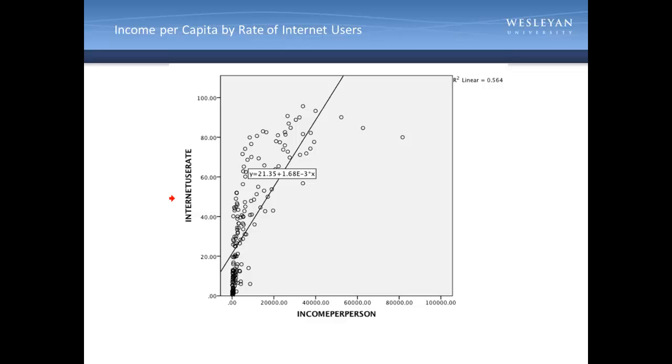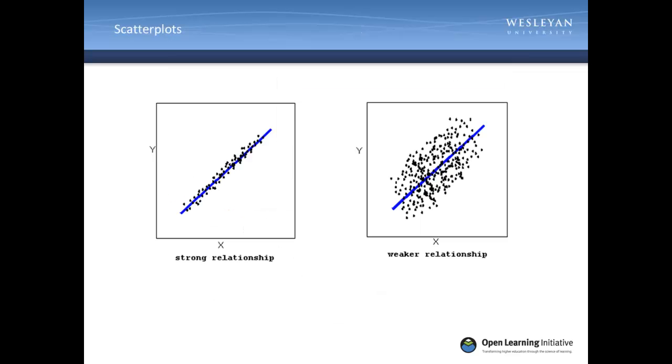Here is another example from Gapminder, exploring the relationship between income per person in each country and the internet use rate. Again, if considering a linear pattern, the relationship seems to be positive. That is, the higher income is associated with the higher internet use rate.